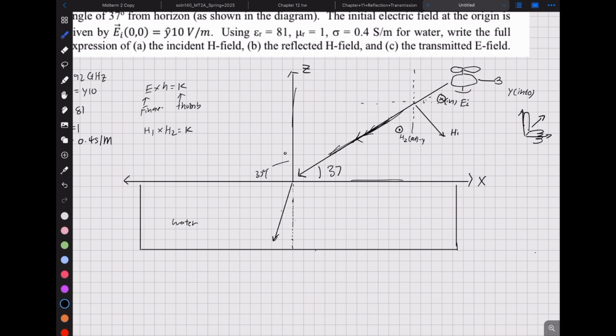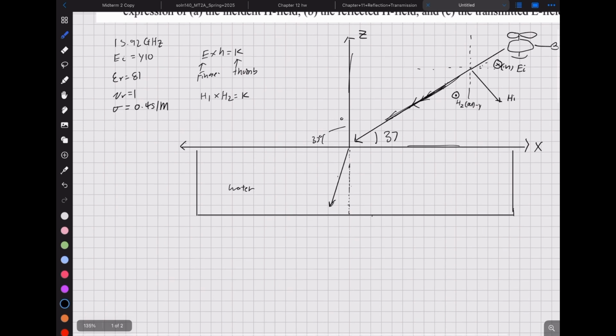Okay, so with the givens, let's start finding some variables that we need to use. So let's do E of I of 1 is equal to Y hat E naught cosine of omega t minus K and R. I like calling it R, like an R vector, and that's what I'm used to, because when we do attenuation, there's alpha and then R. So I like calling it that.